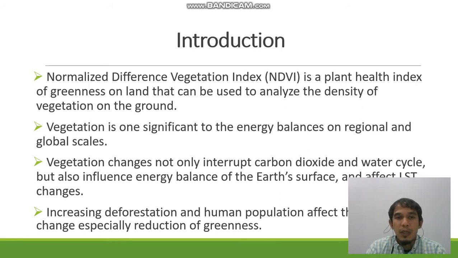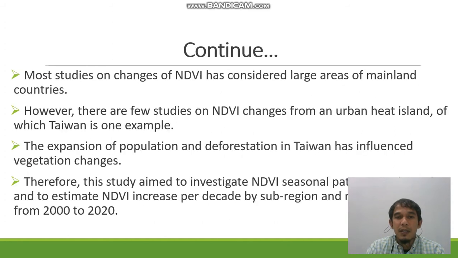Normalized Difference Vegetation Index (NDVI) is a plant health index of greenness on land that can be used to analyze the density of vegetation on the ground. Vegetation is significant to the energy balance on regional and global scales. Vegetation changes not only interrupt the carbon dioxide and water cycle but also influence the energy balance of the Earth's surface and affect land surface temperature changes. The increasing deforestation and human population affect climate change, especially the reduction of greenness.